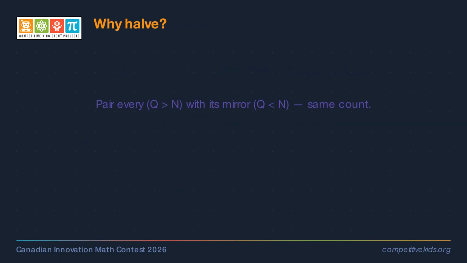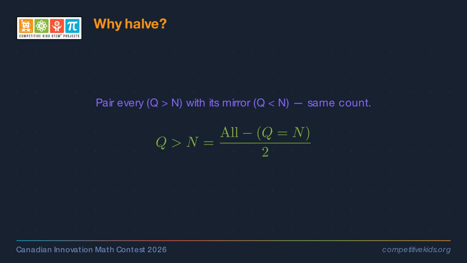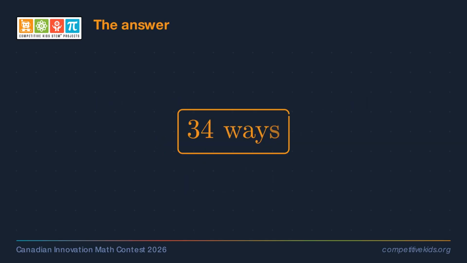Why divide by 2? Because quiet greater than newcomer pairs up perfectly with quiet less than newcomer. For every way quiet wins, there is a mirror way newcomer wins. Same count, so we cut the rest in half. The answer is 34 ways.